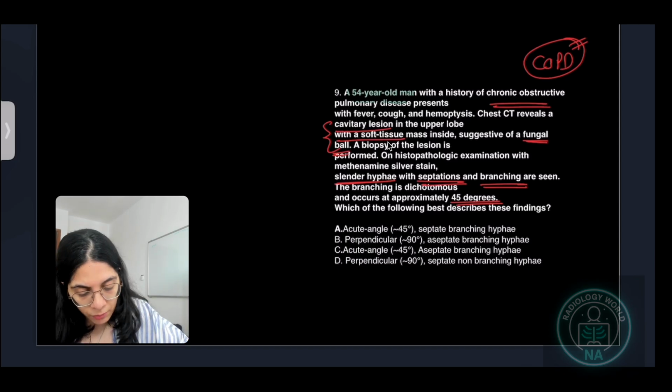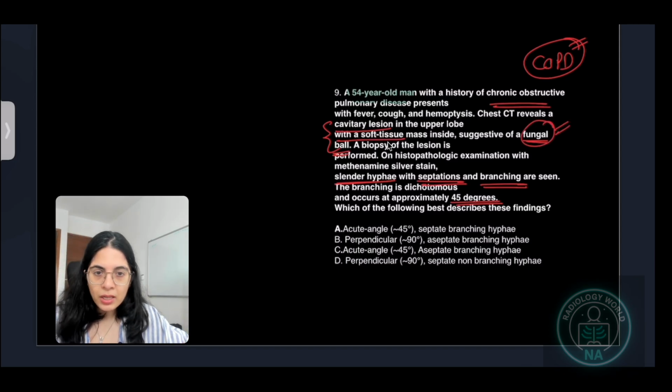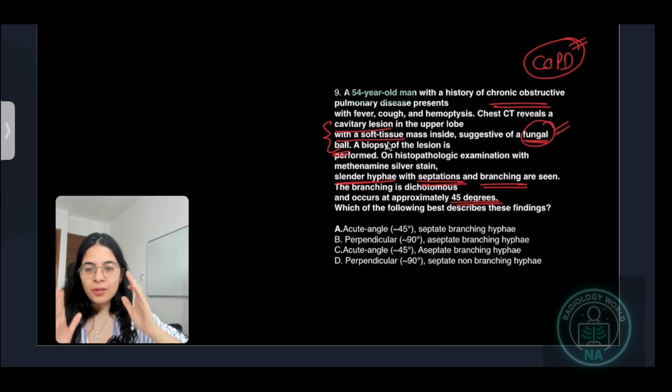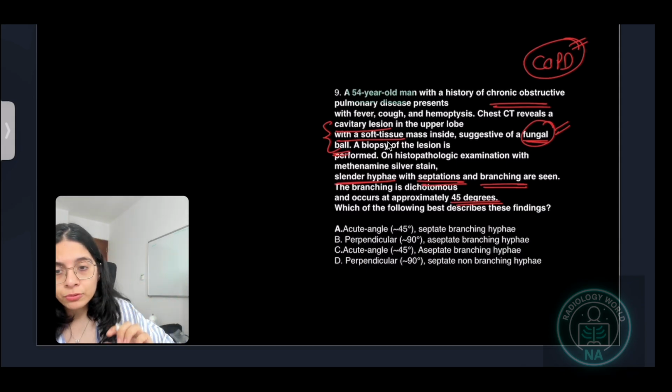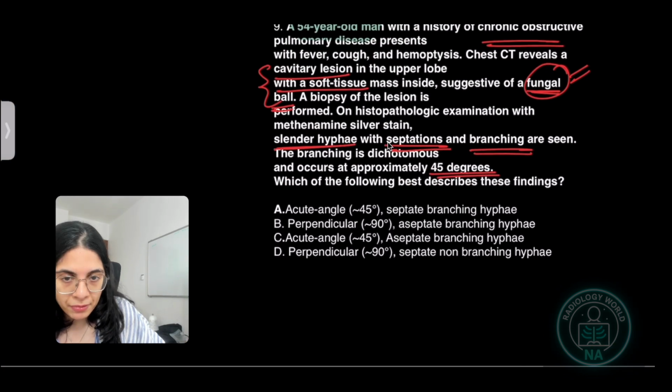Now here they have already given you the diagnosis also, that it's a fungal ball. So they are talking about an aspergilloma. This is something which you just need to remember, you just need to mug it up. There is no logic behind this question. So what type of hyphae are basically seen in the aspergilloma, or in Aspergillus?